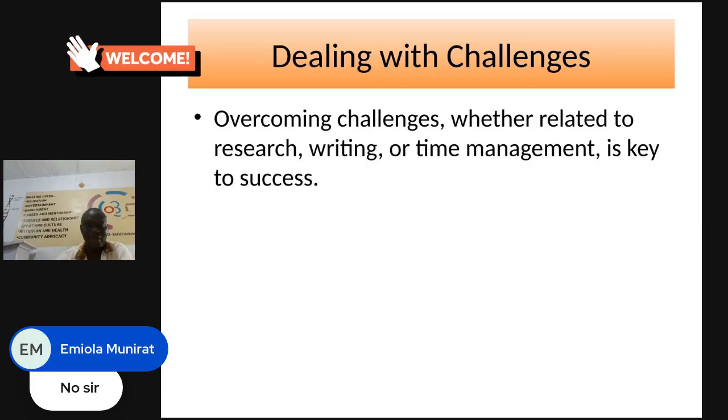There are certain times, apart from money challenges, that you even need to battle with time. There are certain times that you might have your money at hand and not even have where to buy it, and your challenge could be in form of storage facilities and so on. So overcoming challenges, whether related to research, it could be in form of writing.